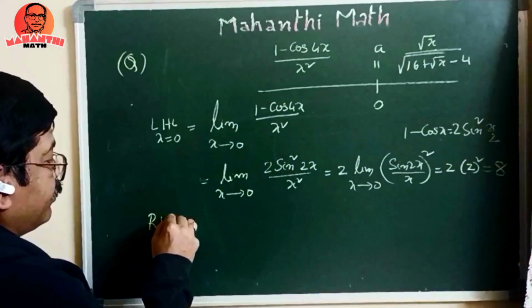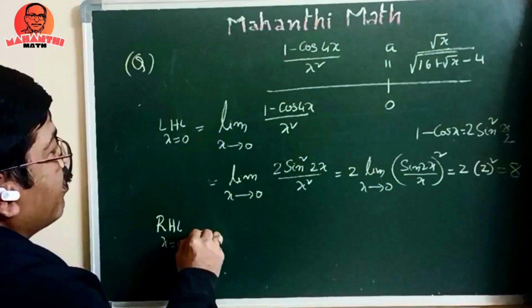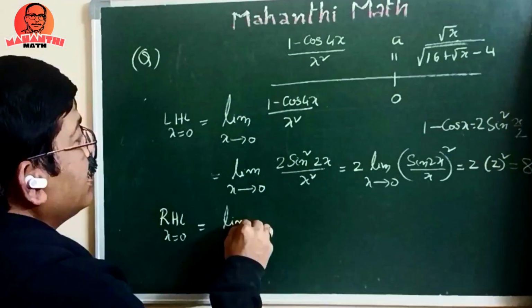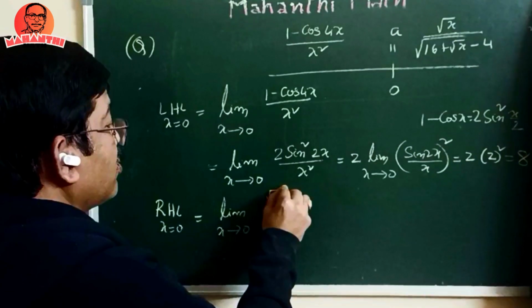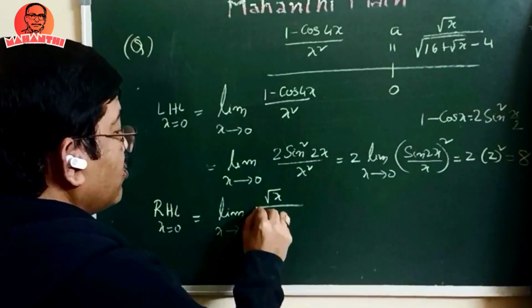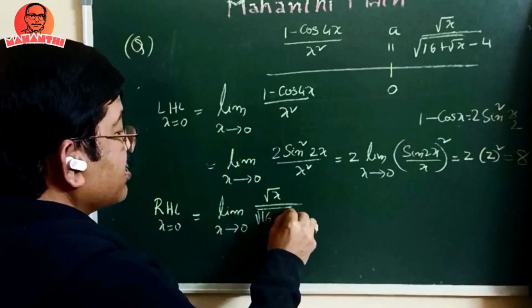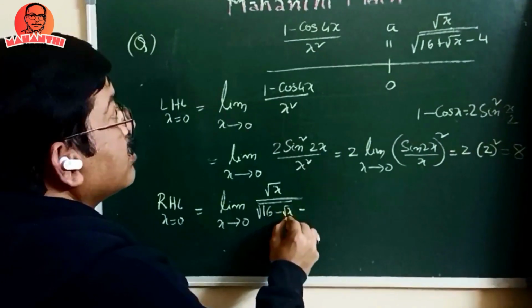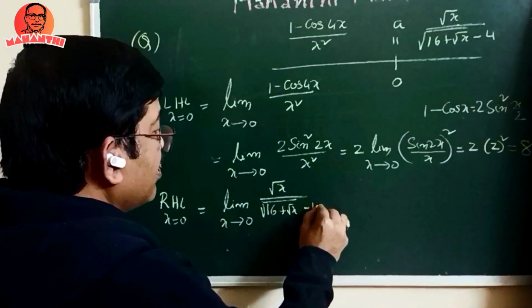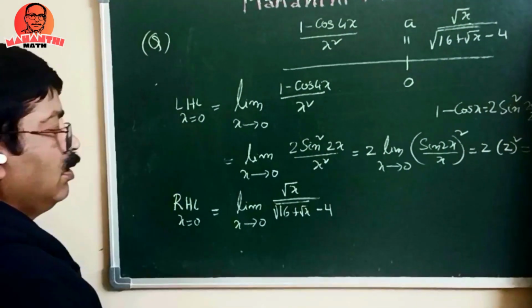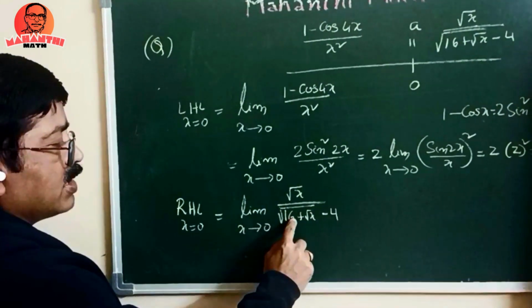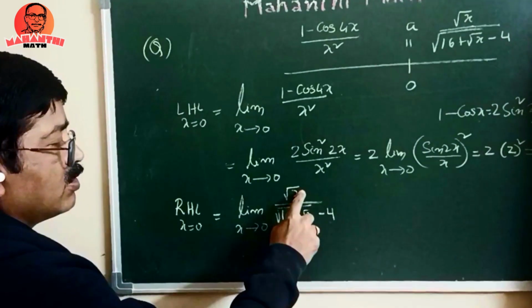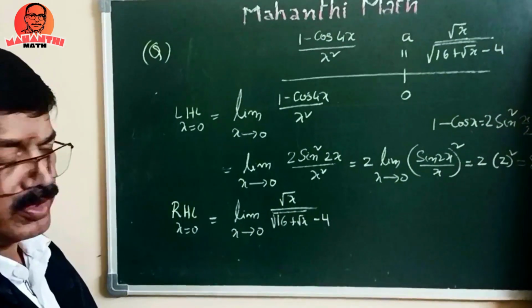RHL I am doing, equal to limit x tends to 0. What is the RHL function? Root x by (root over 16 plus root x minus 4). Put x equal to 0. This will be 0. When it is 0, root 16 is 4, 4 minus 4 is 0. 0 by 0 indeterminate form comes.